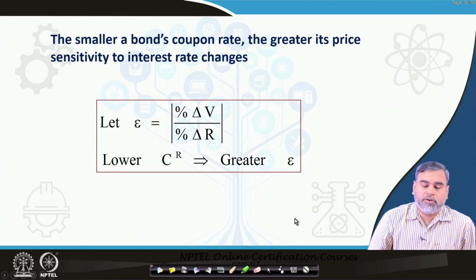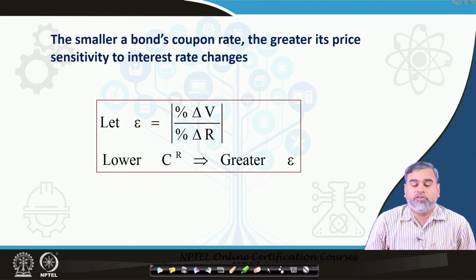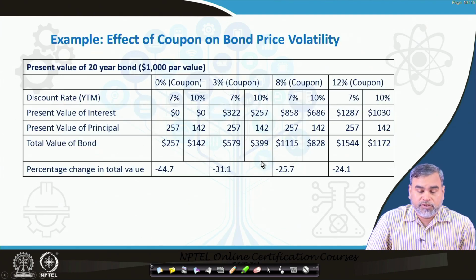Then another interesting observation we have: the smaller the bond's coupon rate, the greater its price sensitivity to interest rate changes. If there are two bonds available, one with a high coupon rate and another with a low coupon rate, you will observe that if the coupon is higher, the sensitivity of the bond will be lower, but if the coupon is lower, the sensitivity of the bond price change will be higher. So, if you see this example, it will be more clear.